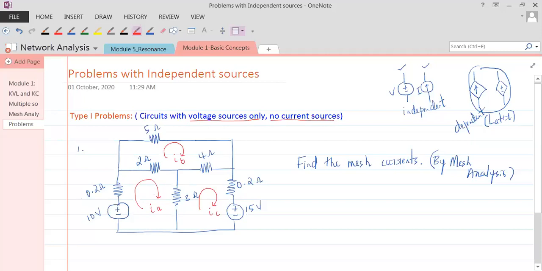IA can come here, IC can come here, IB can come here. Anything can happen. At the end, what we will see is, in this mesh, what is the current? You can name it anything. Everybody understand that? You can name it anything.